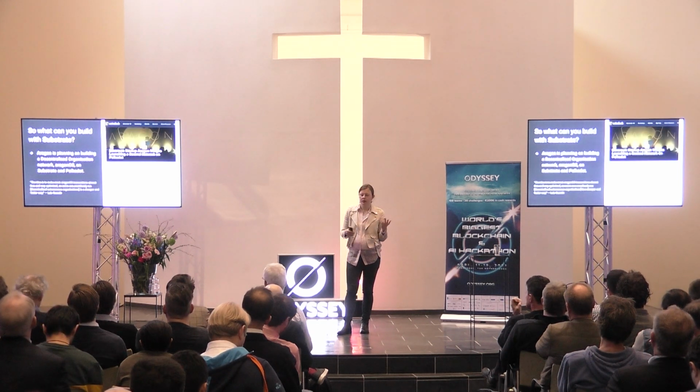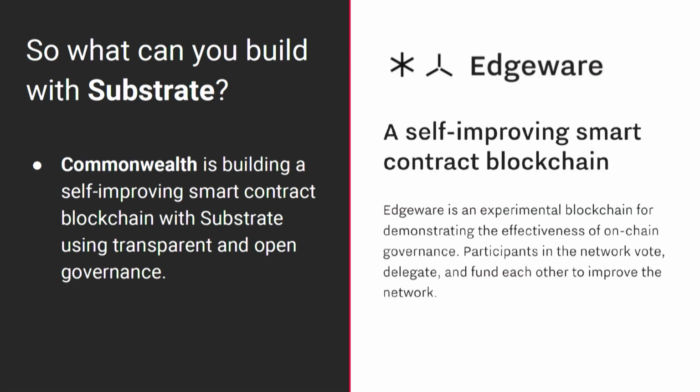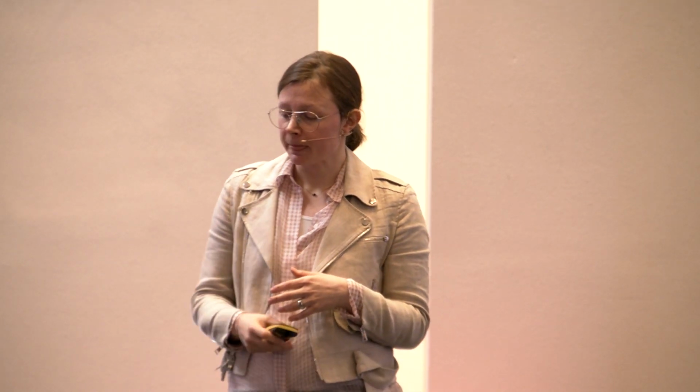Aragon, a project based here in Europe, recently also announced that they plan to deploy their decentralized organization on Substrate and Polkadot. Commonwealth is experimenting, in particular, with the upgradable state machine to implement a self-improving smart contract blockchain based on Substrate.